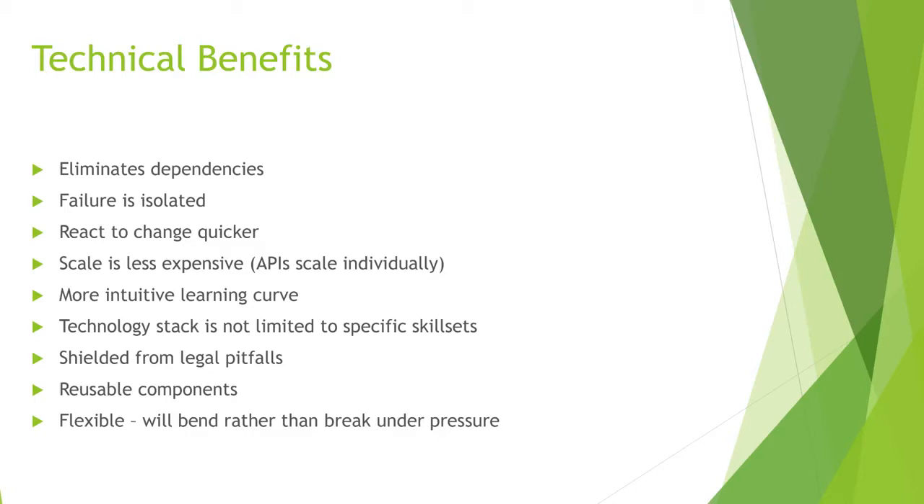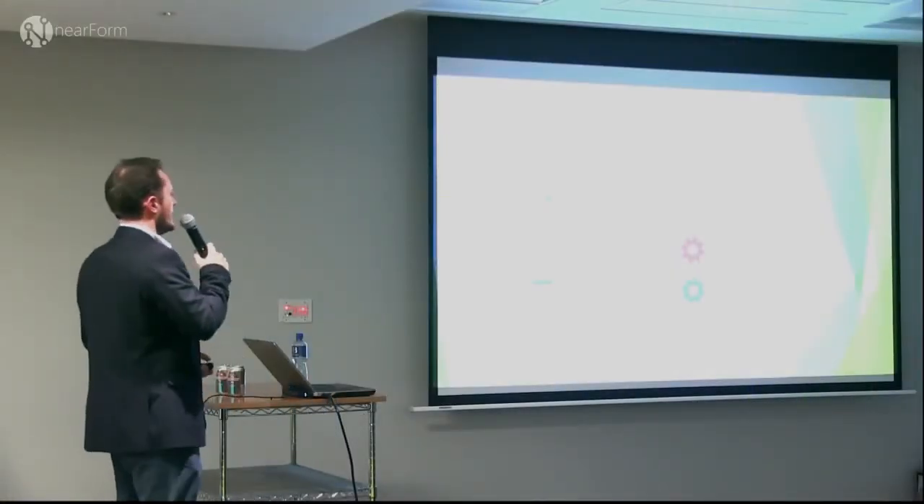If I skip quickly back, let's say we need to upgrade our user profile. Well, that can generally happen from a continuous deployment perspective outside the context of any of these services. So in theory, they can all still run while we're upgrading our user profile microservice. Which means scale can potentially be less expensive with the API scale individually.